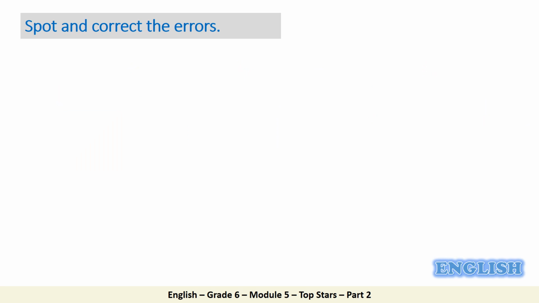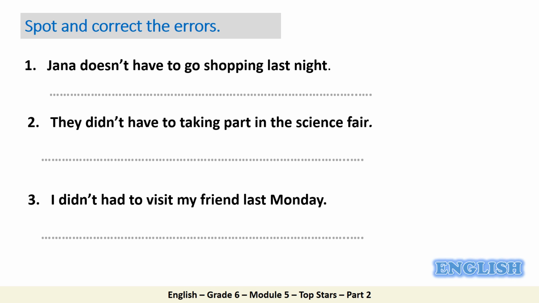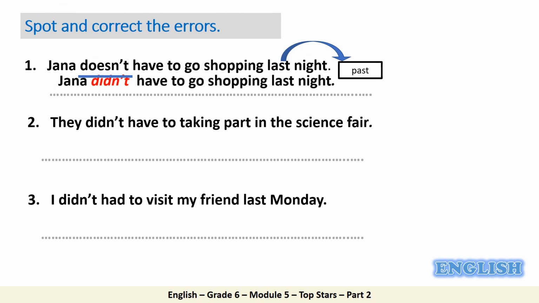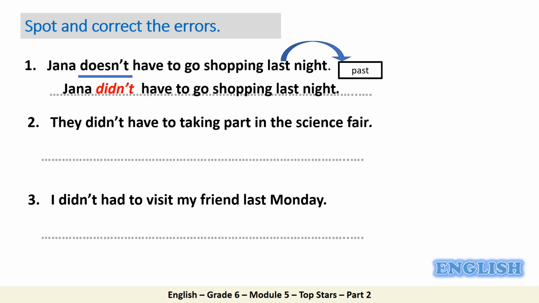It's time to check your understanding, spot and correct the errors. Let's do the first one together. Jana doesn't have to go shopping last night. The error is, great, doesn't, because we're talking about something that happened and finished in the past. The sentence becomes Jana did not have to go shopping last night. It's your turn now. Pause and do the rest.